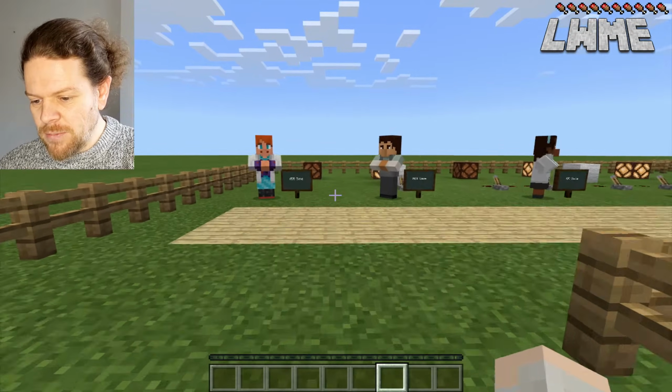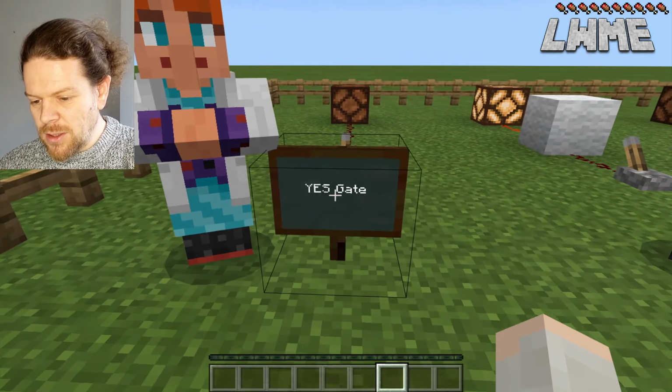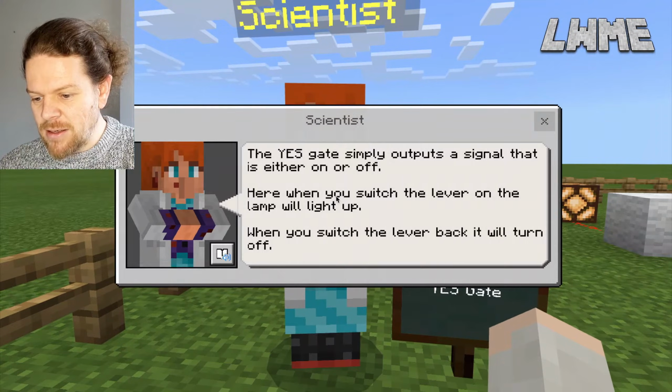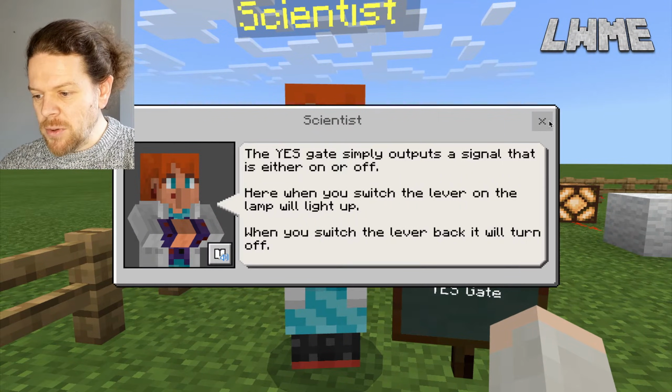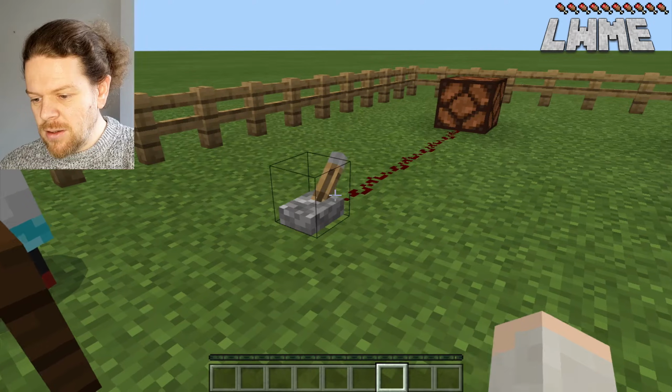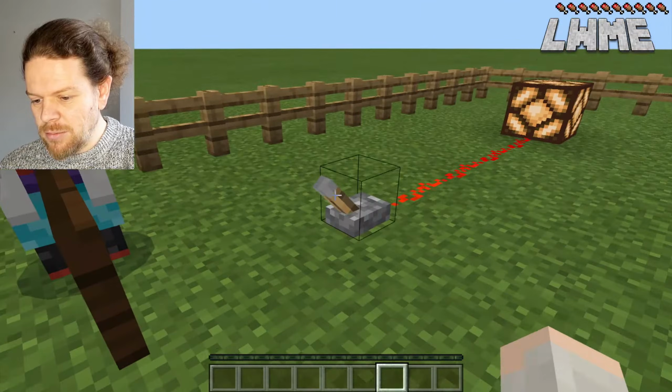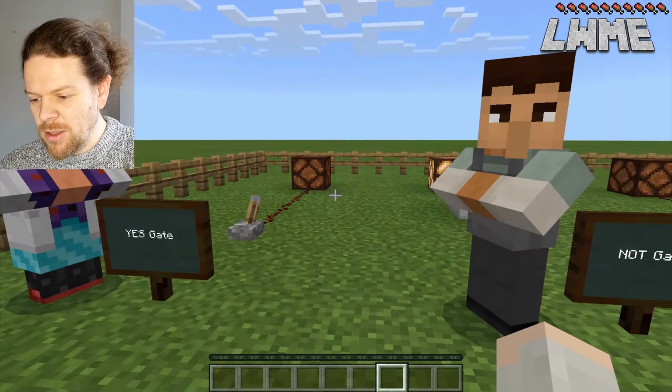Okay, so we'll move forward here, and a simple start, because we have a yes gate in front of us. The yes gate outputs the signal. So when we switch the lever on, the lamp will light up. Very simple, the most simple kind of logic gate.